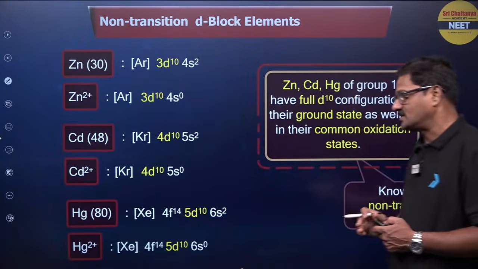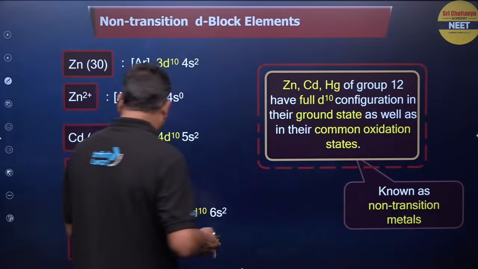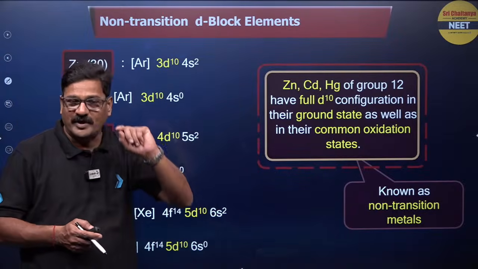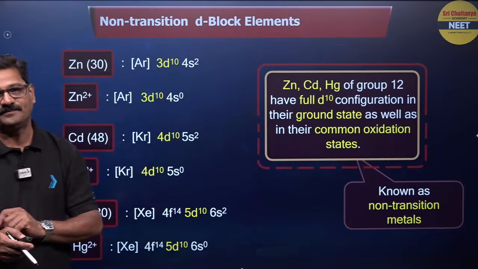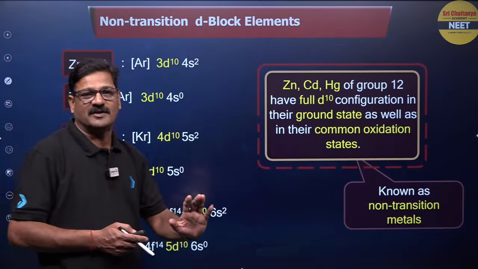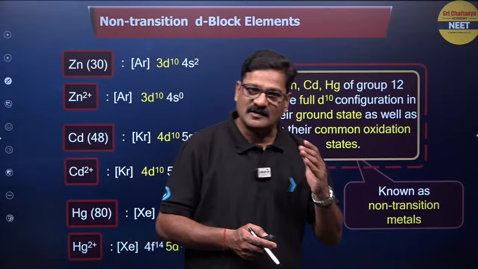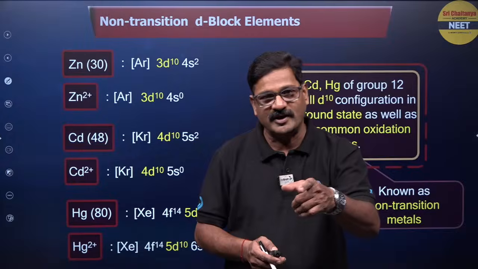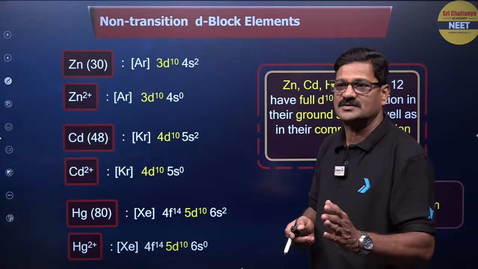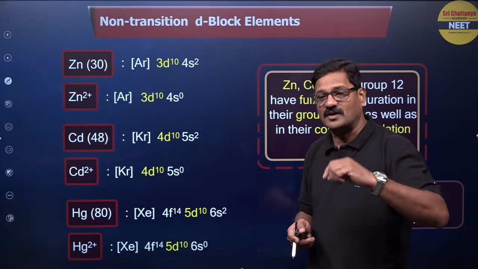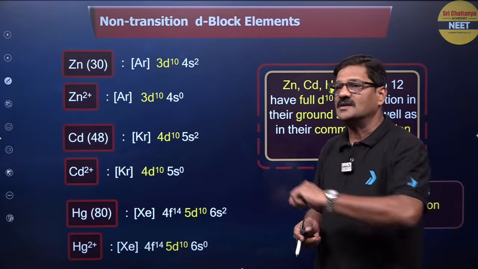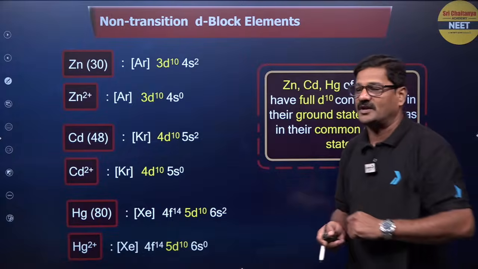Non-transition D block elements. In this, zinc, cadmium, mercury, they are said to be group 12 and have completely filled d10 configuration. They don't have incompletely filled configuration, either in the ground state or any stable oxidation state. They are said to be non-transition D block elements. Which of the following is a transition element, which of the following is not a transition element? Like that, questions you are going to experience.